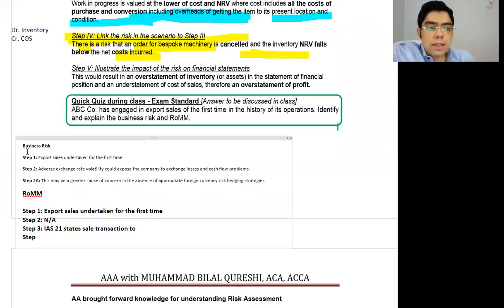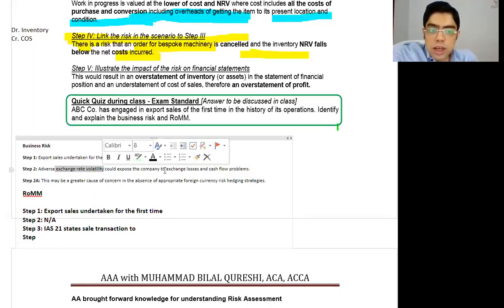Now, this is the answer. This could be one answer for business risk. Step 1, export sales undertaken for the first time. Step 2, adverse exchange rate volatility. Now you see what I've said? I said adverse exchange rate volatility.